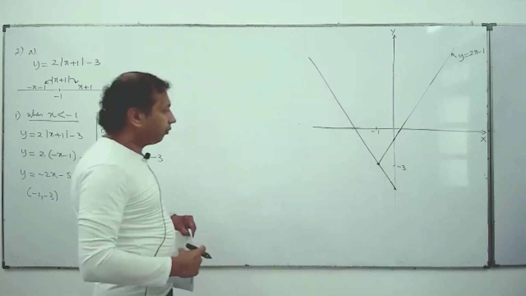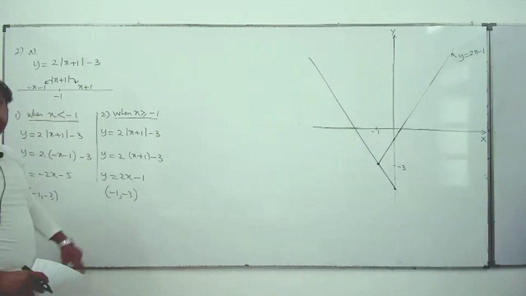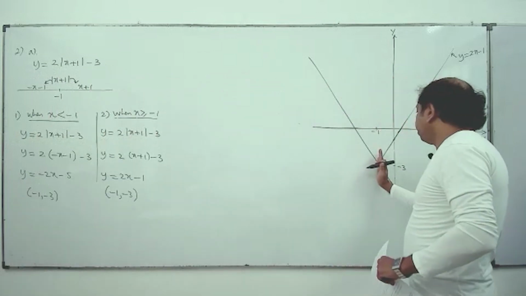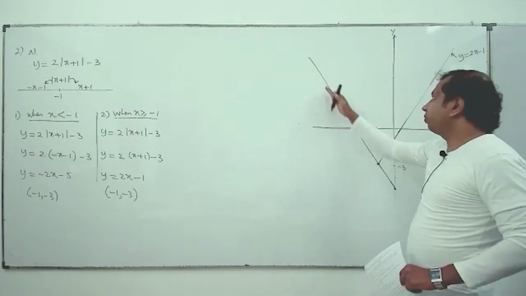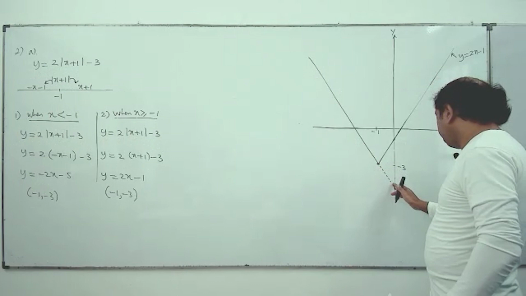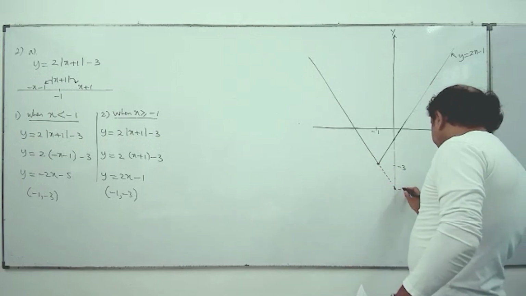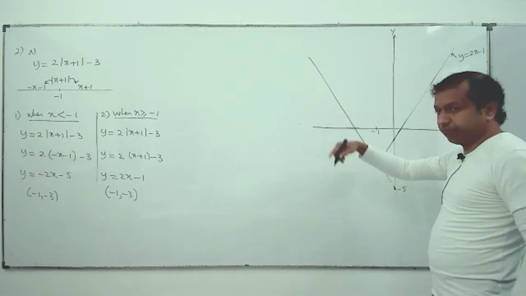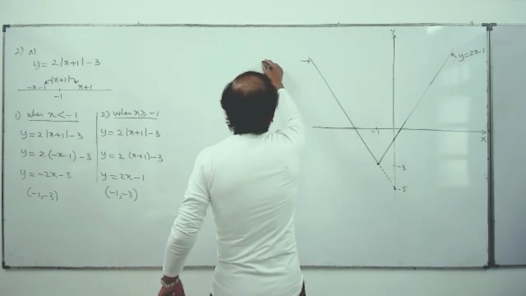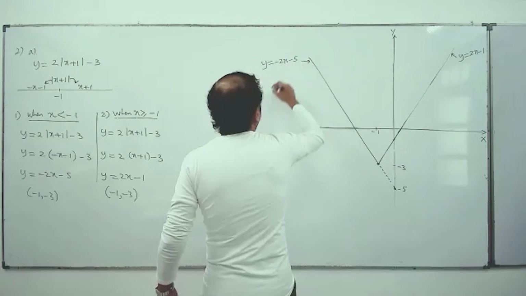But that line we must draw on the left of minus 1 region only. The left of minus 1 region means on the left of this part. This part only we need, and therefore we'll erase this way. We keep this one to give the idea to the reader that we have used this intercept minus 5 in drawing this line. That's the meaning. Then this equation is going to be y equals minus 2x minus 5. That is okay.